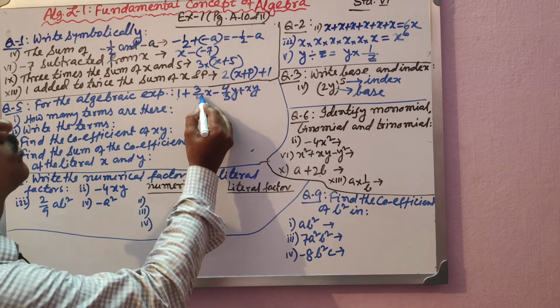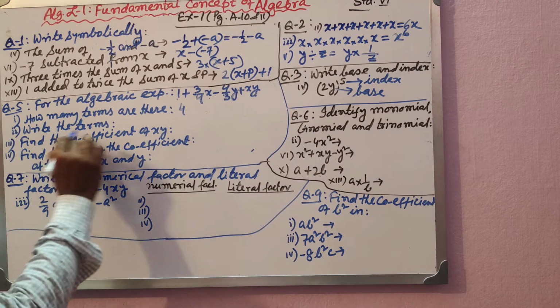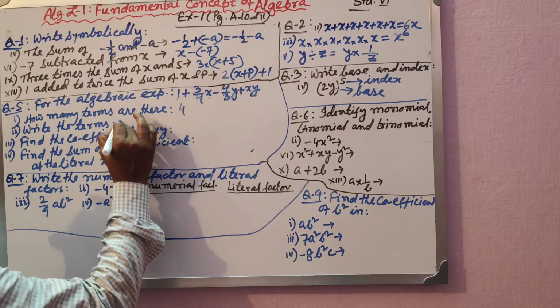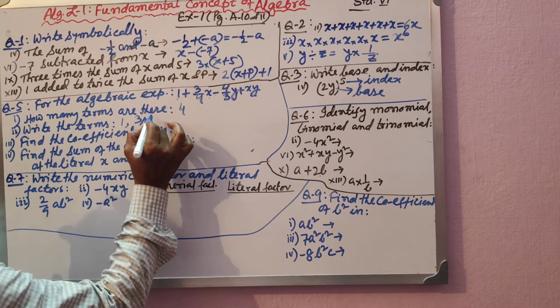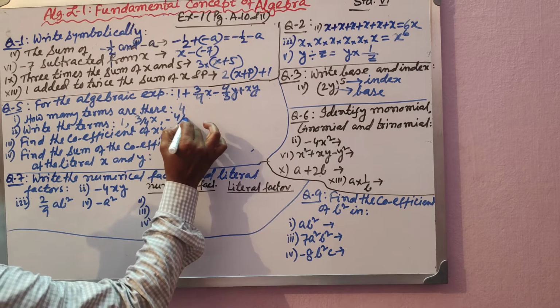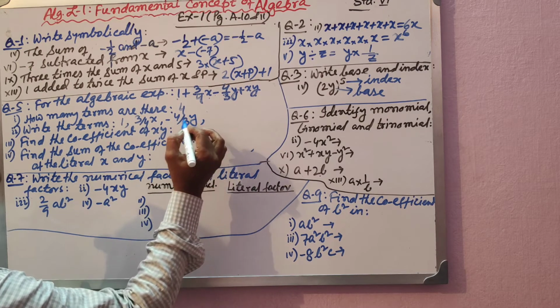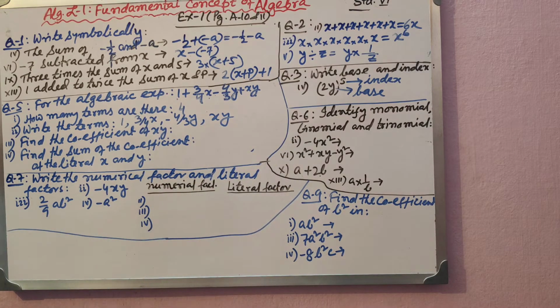So how many terms? 1, 2, 3, 4. 4 terms are there. Now write the terms, along with sign. 1 is one term. Then 3 by 4 x is another term. Then minus 4 by 3 y is the third term, and the last term is xy. Could you understand? That many terms are there.